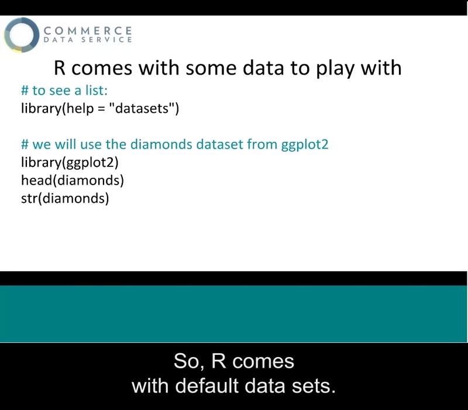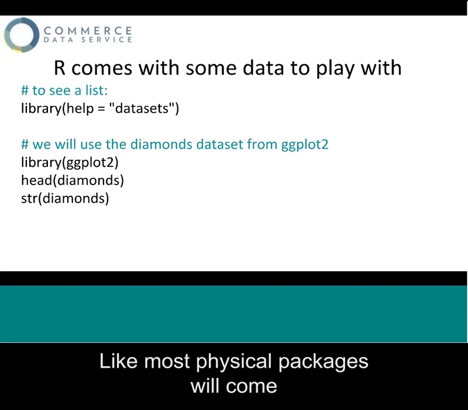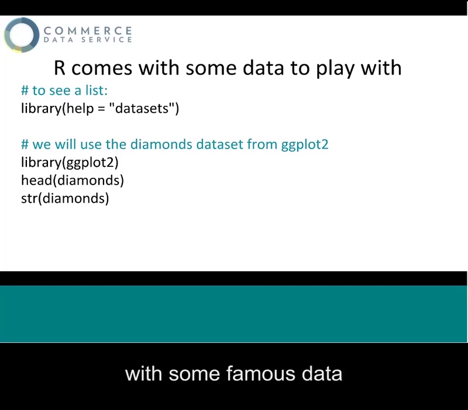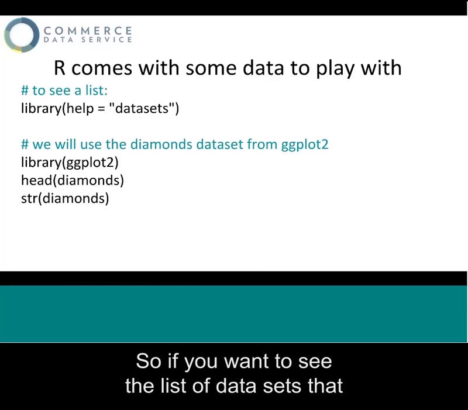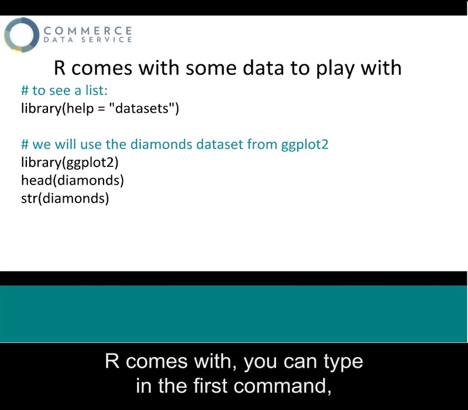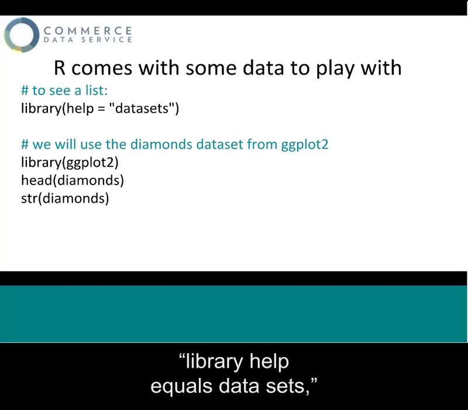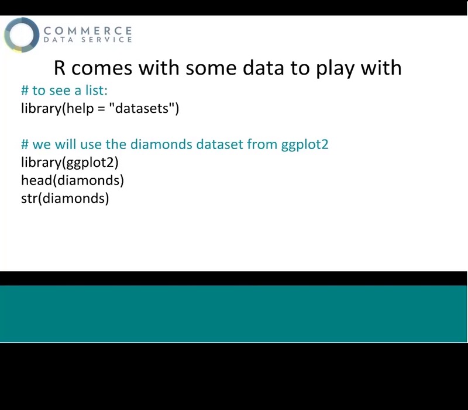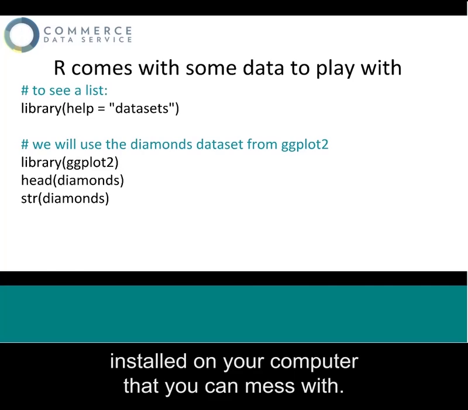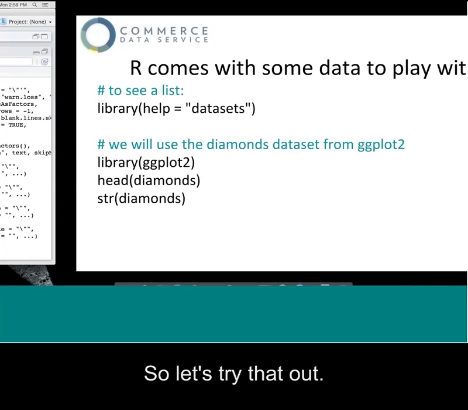R comes with default data sets. Like most statistical packages, it comes with certain famous data sets that you can test out as you're learning. So if you want to see the list of data sets that R comes with, you can type in the first command, library(help = "datasets"), and it'll show you what data sets are already installed on your computer that you can mess with. So let's try that out.